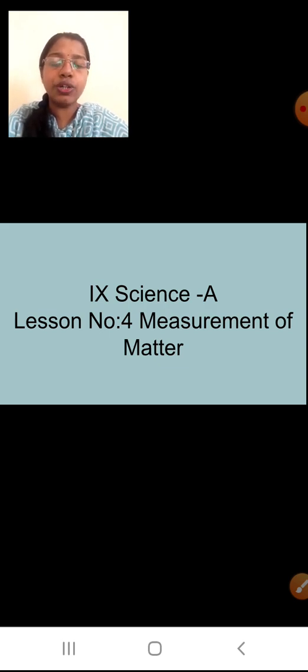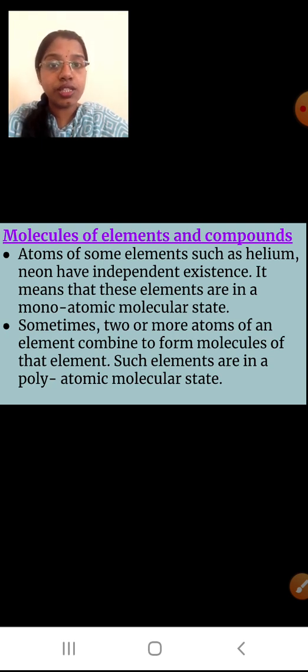The first part we are going to study today is molecules of elements and compounds. Some of the elements exist in the monoatomic molecular state. Which are these atoms, we will see. Atoms of some elements such as helium and neon have independent existence. They exist independently in nature. It means that these elements are in the monoatomic molecular state.